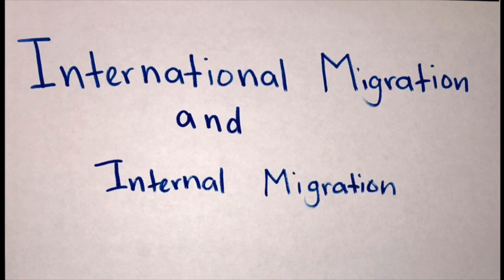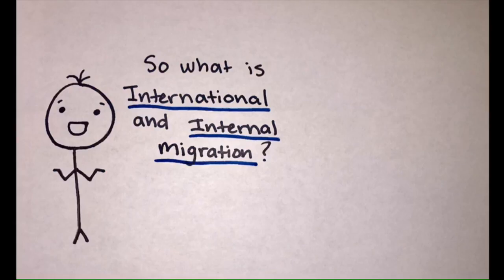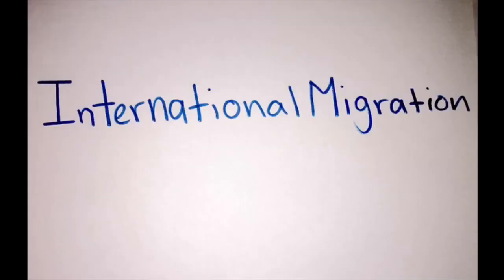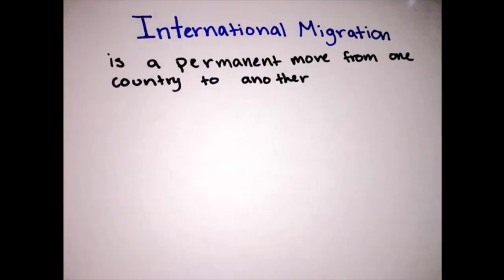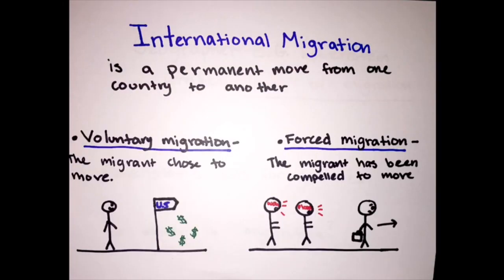Migration can be divided into two types: international migration and internal migration. So what is international and internal migration? Well, let's begin with international migration. International migration is a permanent move from one country to another. It can be further divided into two types.